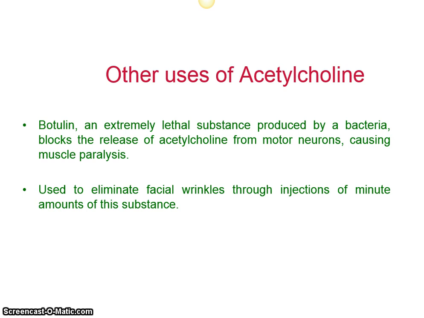Some other uses of acetylcholine. Botulin, an extremely lethal substance produced by bacteria, is an antagonist because it blocks the release of acetylcholine from motor neurons, causing muscle paralysis. We all know that Botox is a form of botulin that is used to eliminate facial wrinkles through injections of minute amounts of this substance, preventing the motor neurons from activating, which eventually cause wrinkles.